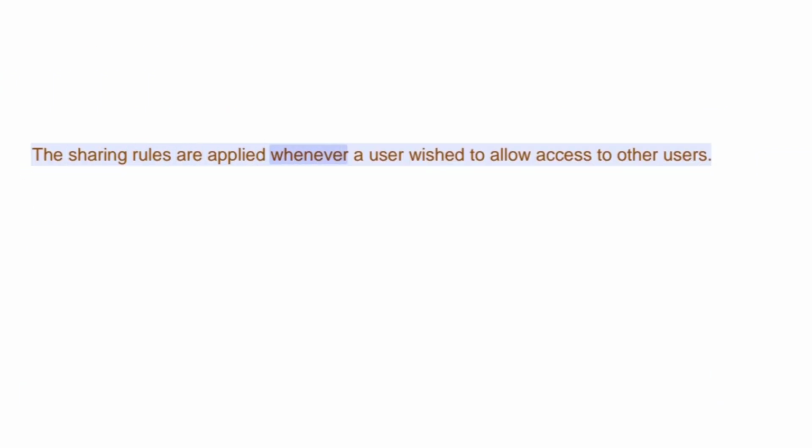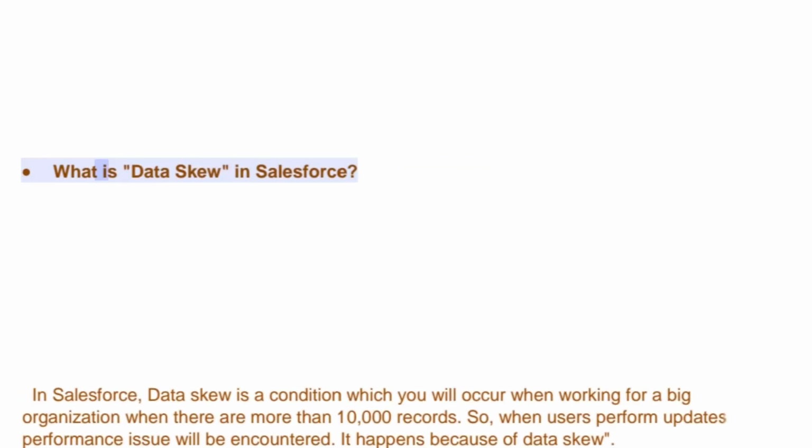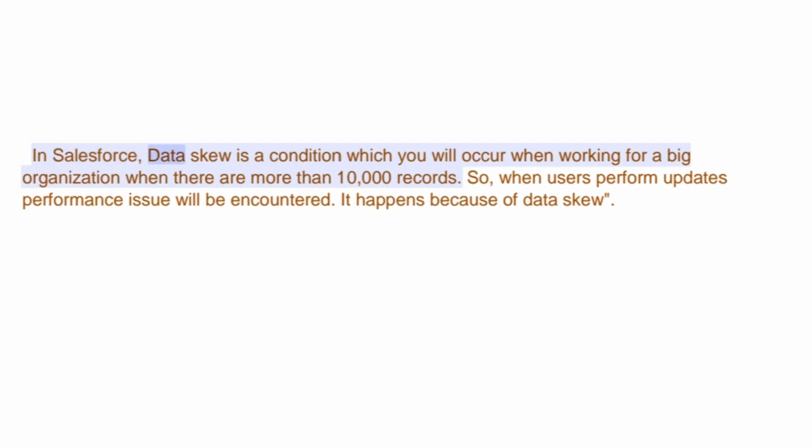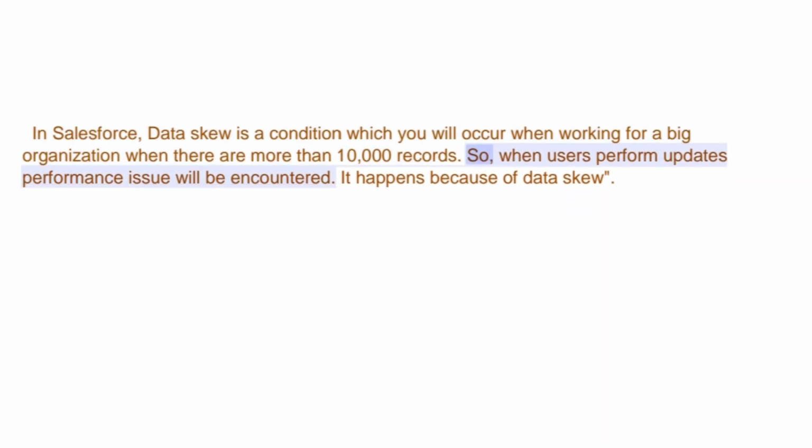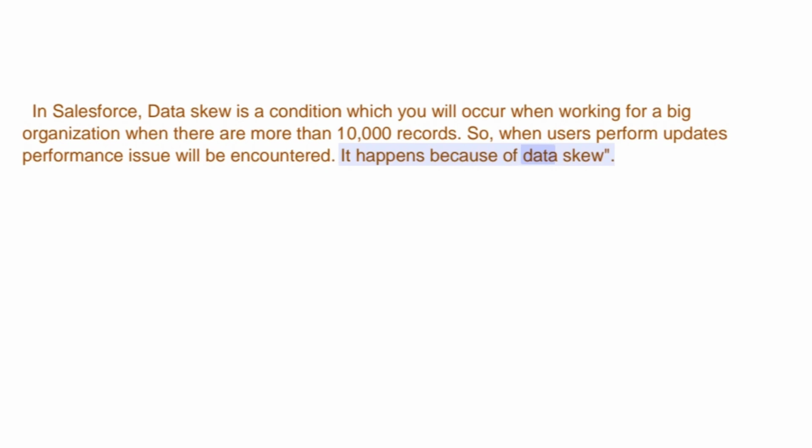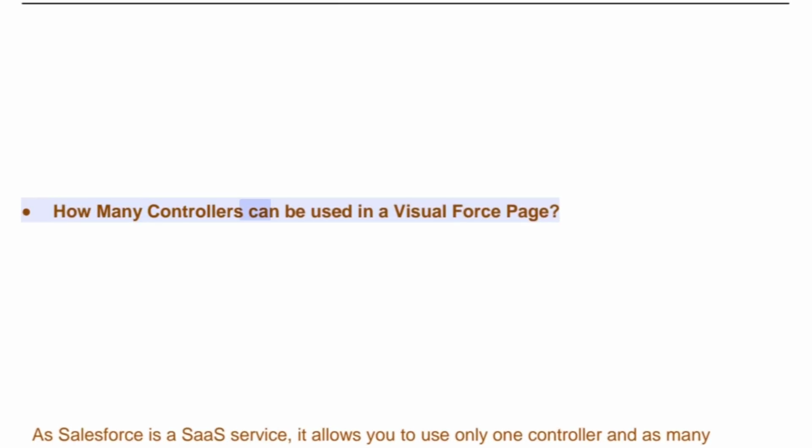What is the sharing rule? Sharing rules are applied whenever a user wishes to allow access to other users. What is data skew in Salesforce? In Salesforce, data skew is a condition which occurs when working for a big organization when there are more than 10,000 records. So, when users perform updates, performance issues will be encountered. It happens because of data skew.